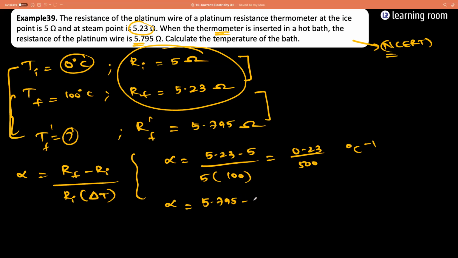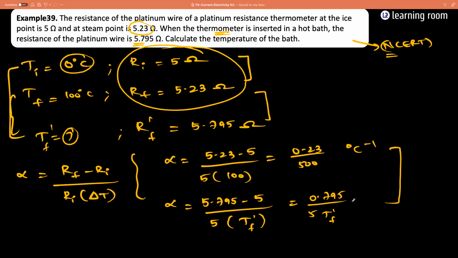Yes, sir. So 5.795 minus 5 divided by 5 into T final dash. Correct? So how much will this be? 0.795 divided by 5 into TF dash. Now equate both, one unknown, one equation, you will get the answer. So 0.23 divided by 500 is equal to 0.795 divided by 5 into TF dash. 5 and this 100 will get cancelled.